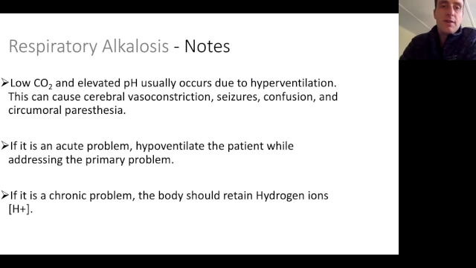A few notes about respiratory alkalosis: low carbon dioxide and elevated pH, as I said, occurs due to hyperventilation. This can cause cerebral vasoconstriction. You think about that with neuroanesthesia and affecting intracranial pressure, can lead to seizures or confusion, lead to other metabolic disorders. If it's an acute problem, you can hypoventilate the patient and figure out what the cause of hyperventilation is and treat that appropriately. If it is a chronic problem, the body should retain hydrogen ions over time.